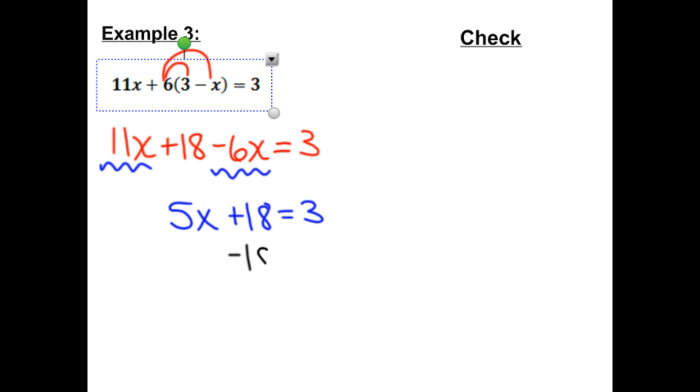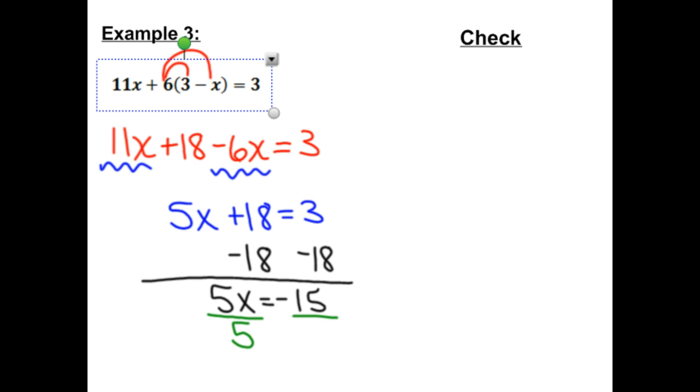And we will subtract 18 from both sides. 5x equals negative 15. And to solve for x, we're going to undo the multiplication with division. So we're going to divide both sides by 5. And x equals negative 15 divided by positive 5 would give us a negative 3.